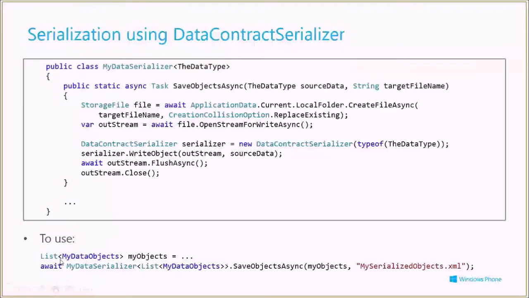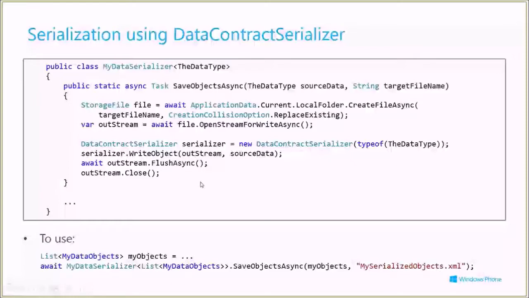You use, for example, a list of my data objects, which can be images, a dictionary file, whatever the data objects are here. Then you call the my data serializer object, which takes the data type you need to save, and then that list can call my data object dot save objects async. You put the list of my objects here, and then you save that in the my serialized object.xml file.